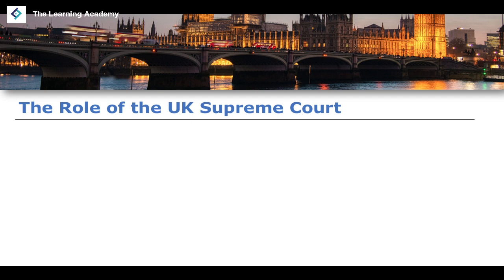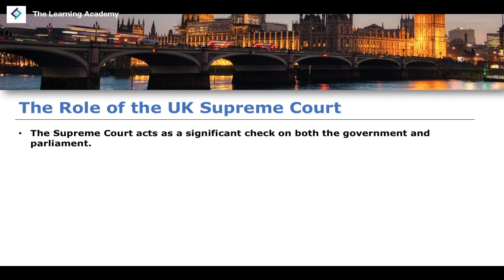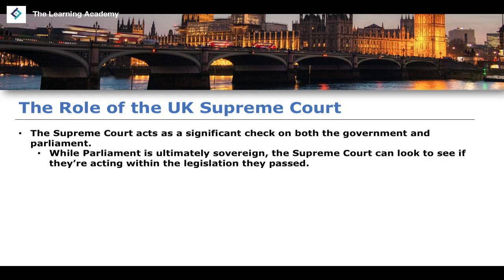So let's continue to talk about the role of the Supreme Court in relation to the impact that it has on government policy. The Supreme Court acts as a significant check on both the government and on Parliament. It should be noted that it does act as a check on Parliament, but not in the same kind of way as it does on government. Because while Parliament is ultimately sovereign, Parliament can do whatever it wants in regards to legislation. It could even repeal the Supreme Court if it wanted to, seeing as the Supreme Court exists as a byproduct of the Constitutional Reform Act.